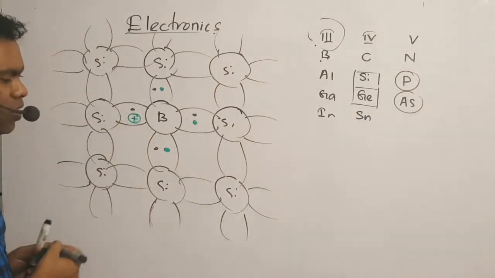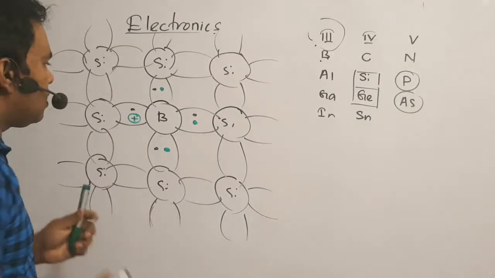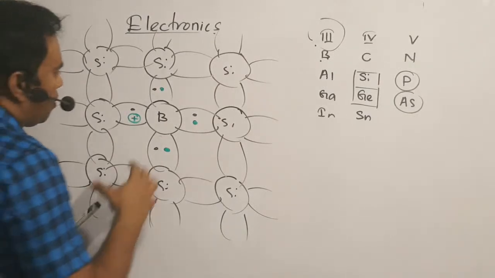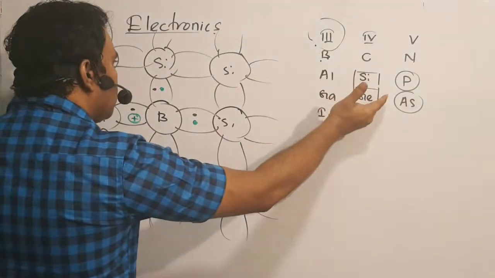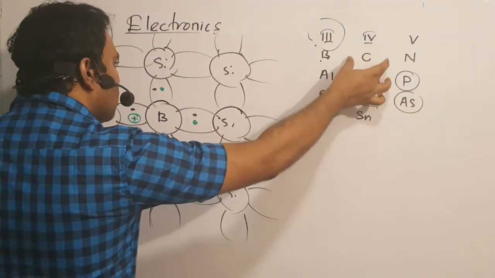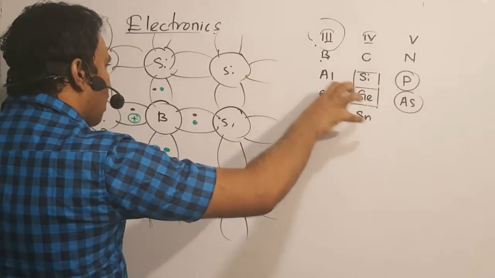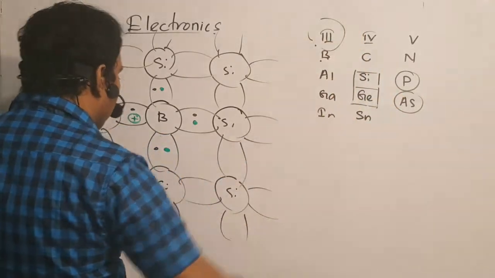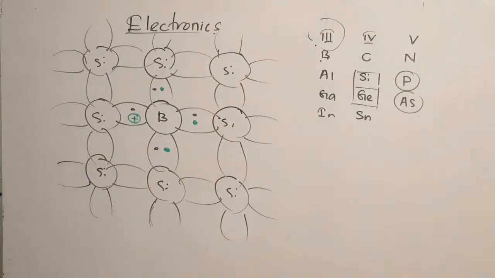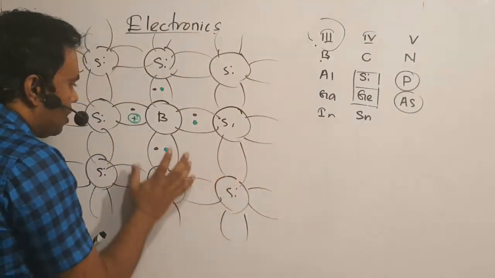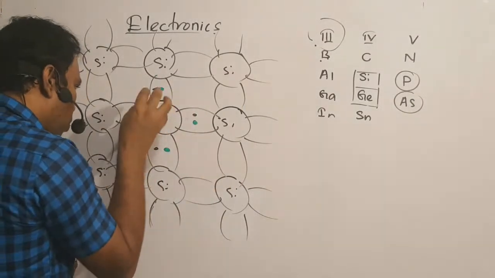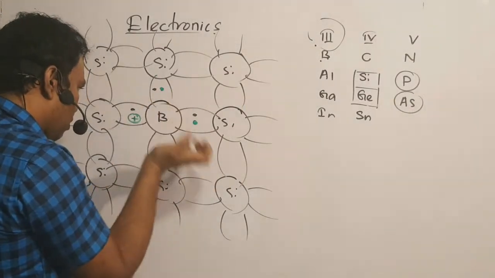A positively charged hole is created. So positive holes are created when fourth group intrinsic semiconductors are doped with third group element atoms. We call this an extrinsic semiconductor because we have added the boron impurity externally.